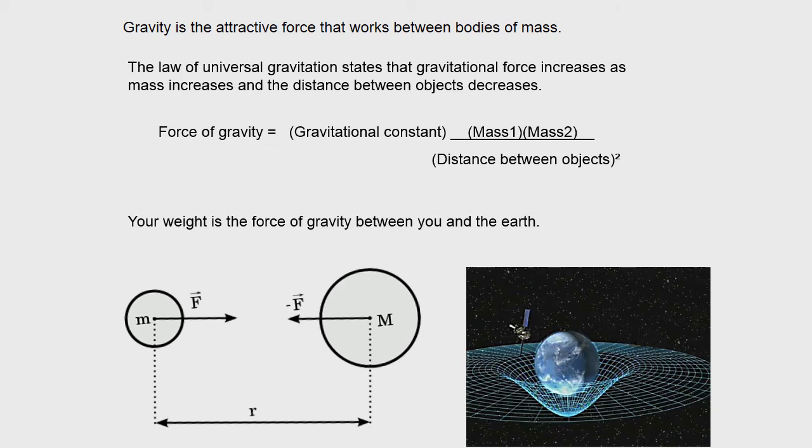The law of universal gravitation, written by Sir Isaac Newton, states that gravitational force increases as mass increases and the distance between objects decreases. This means that the closer objects are to each other, the stronger the gravitational attraction between them will be. Similarly, the bigger those two objects are, the stronger it will be. You're much closer to the gravitational center of the Earth than to the gravitational center of Mars, so the pull between you and the Earth is stronger than between you and Mars.